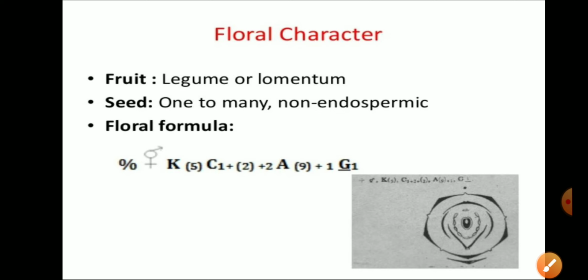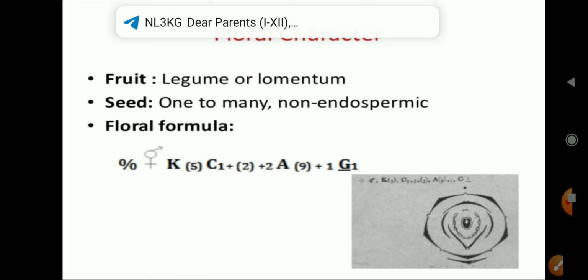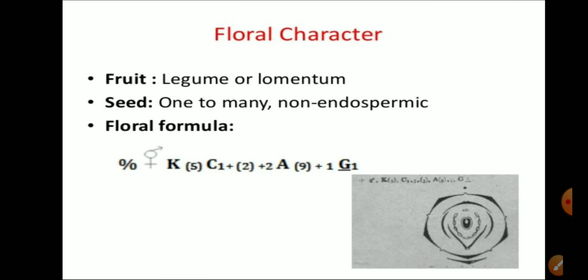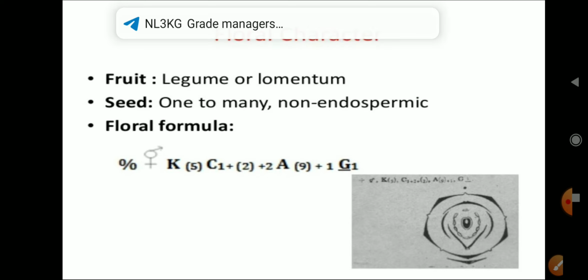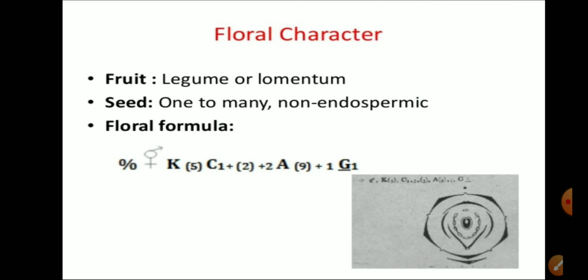The fruit is a leguminous type of fruit, and one to many non-endospermic seeds are there. Floral formula of this family: this kind of family is a zygomorphic family. It has bisexual flowers, 5 calyx, 5 corolla, 3 corolla, 2 are fused, 1 is free, and androecium, 9 androecium.